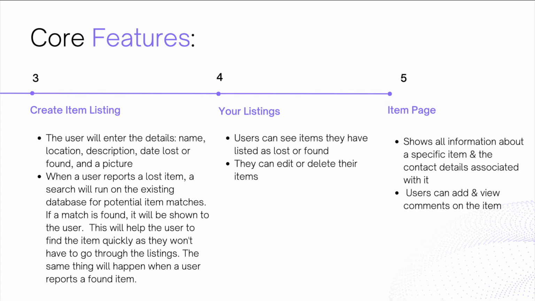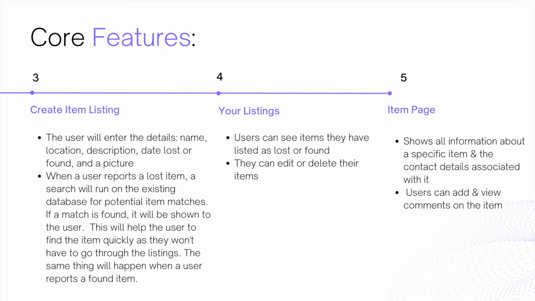When a user finds any item, he or she can create items by entering the following details like name, location, description of the item, date, lost or found, and a picture of it. And if a user reports a lost item, a search will run on the existing data where the item can be found by potential item match. And if a match is found, it will be shown to the user. This will help the user to find the item quickly as they don't have to search for it in the listing.